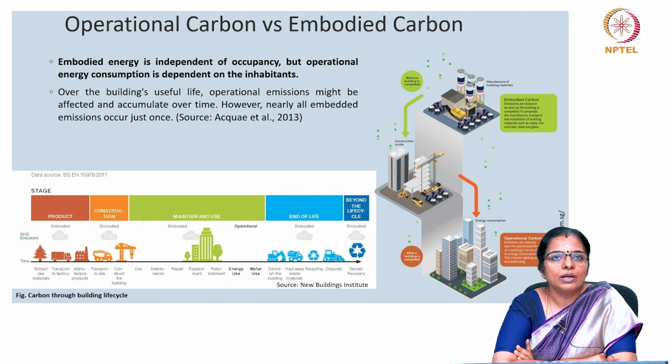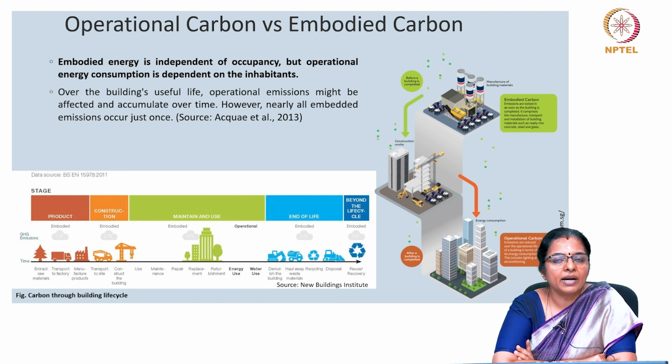Now, today we will look at operational carbon versus embodied carbon. All the activities associated with the use of buildings during their lifetime are included in operational emission. So, the energy needed to run appliances like lights, ventilation, air conditioning, heating, cooking, cooling systems, etc. is known as operational energy.